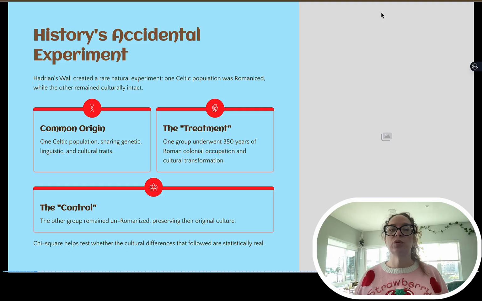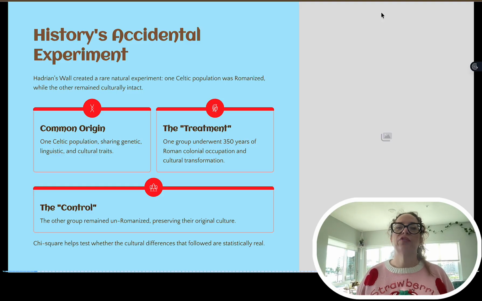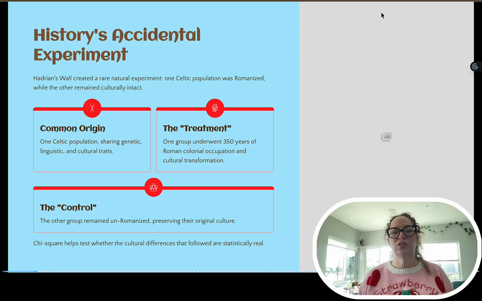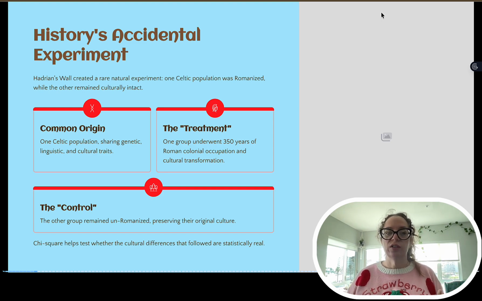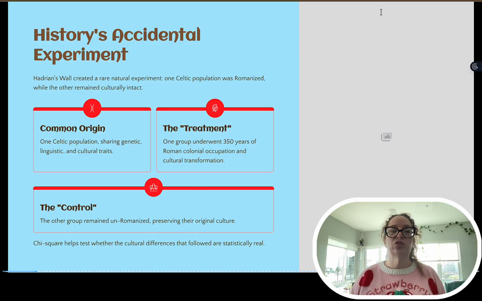So the problem with studying human cultures is that you almost never have that kind of control, right? Different groups differ in geography, genetics, economics, climate, religion, historical timing, and dozens of other variables all at the same time. So when you find a difference in outcomes between two groups, it's hard to know which variable is doing the explanatory work, because too many variables have changed at once. So Hadrian's Wall gave historians, and by extension psychologists and statisticians, something remarkably close to the controlled experiment that they can never otherwise run, right? Just like East Germany and West Germany did.